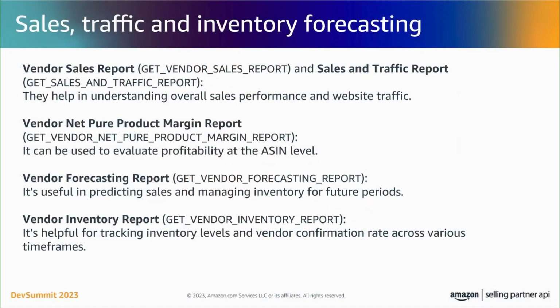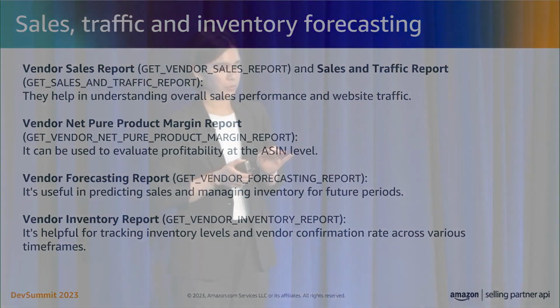Next, we have our sales traffic and inventory forecasting. The sales report and the inventory report on this slide are primarily aggregated from anywhere from a day range to up to a year. This is just giving you more analysis over a longer period of time versus the real-time aggregation on an hourly basis. With that, let's look at the vendor sales report and the sales and traffic report.